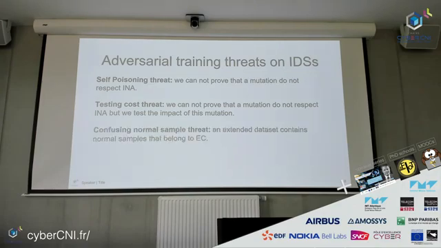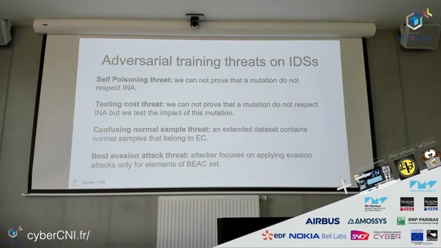The third one is related to the data set quality, the confusion normal sample threat. Here we have INA defined, but we have normal samples in the data set that look like attacks. Those samples are responsible for generating contradictory situations while generating adversarial samples. And the last one is the best deviation attack threat: if the attacker wants to remain undetected, he can apply the evasion attack from the PEAK set because it is most likely to succeed on the first try.